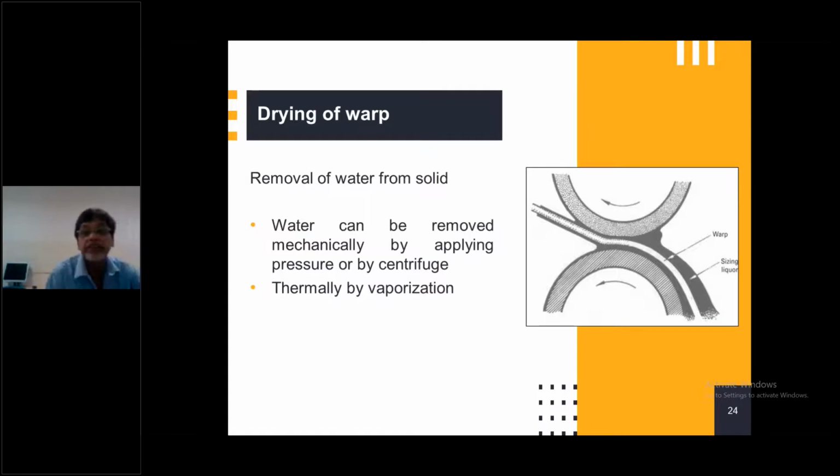So that's a possibility: if we can slightly redesign the conventional machine in this area so that we can go for high pressure and mechanically extract as much water as possible, then thermal vaporization will be lower and there will be a huge possibility of energy saving. So that is another possibility as far as sizing is concerned. That's all I wanted to say about this particular machine.